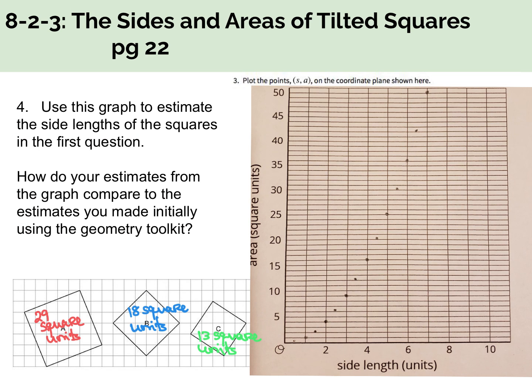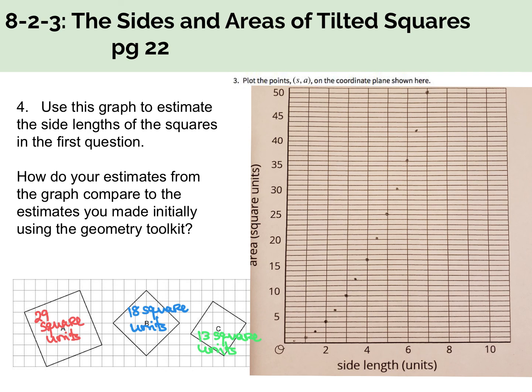All right, so number 4 on page 22: I use the graph to estimate the side lengths of the squares in the first question. So I put the picture down there. We have 29 square units as A, 18 square units as B, and 13 square units as C. So let's figure out what those sides will be, and then come back to me.